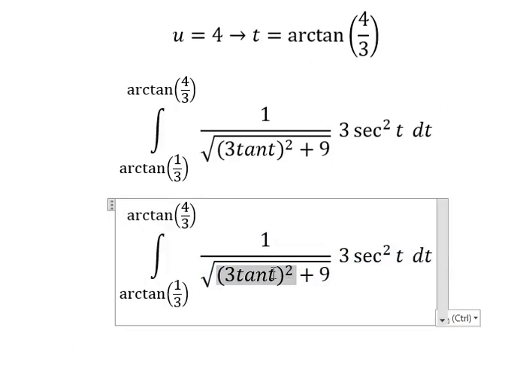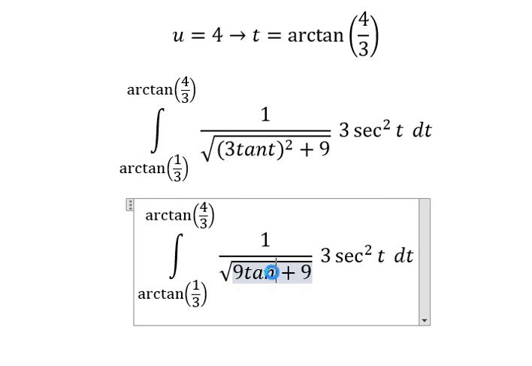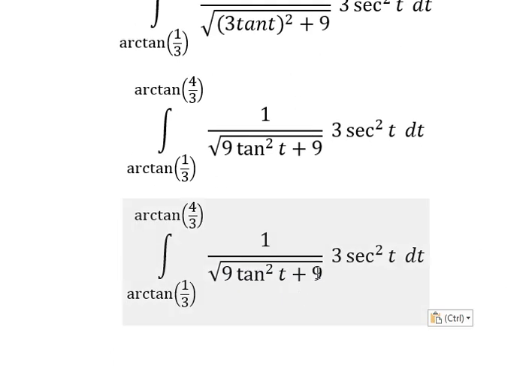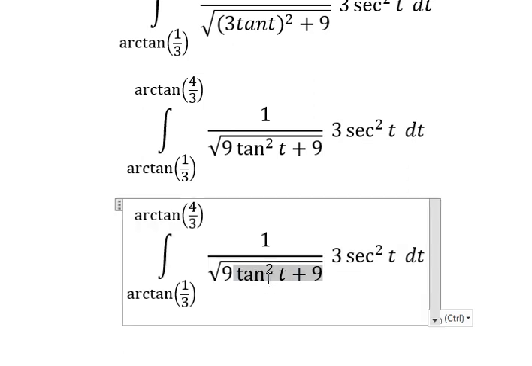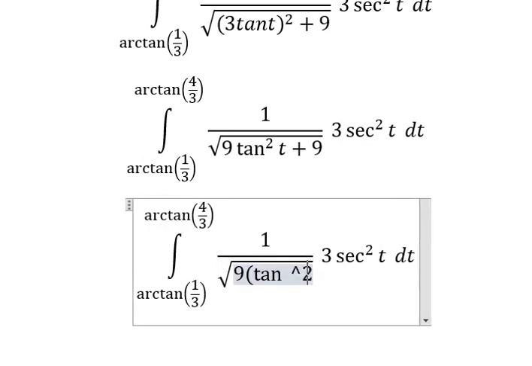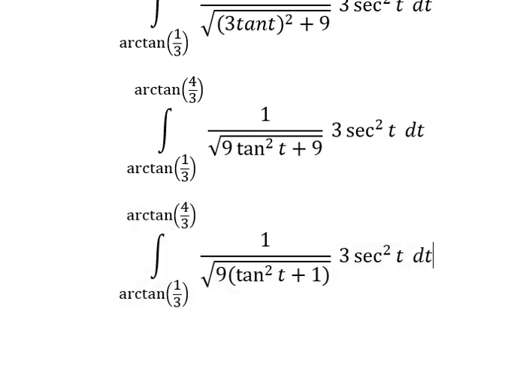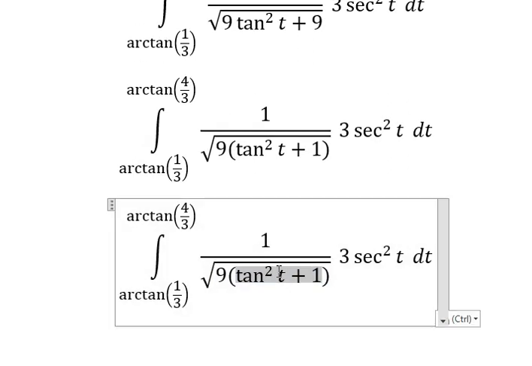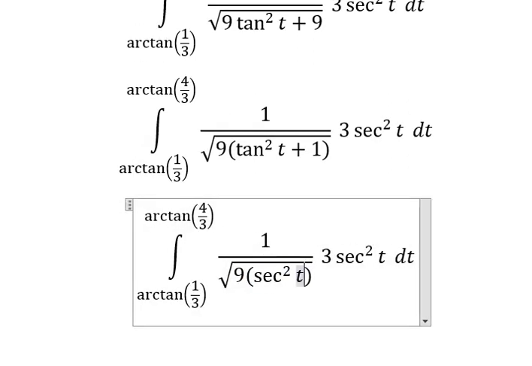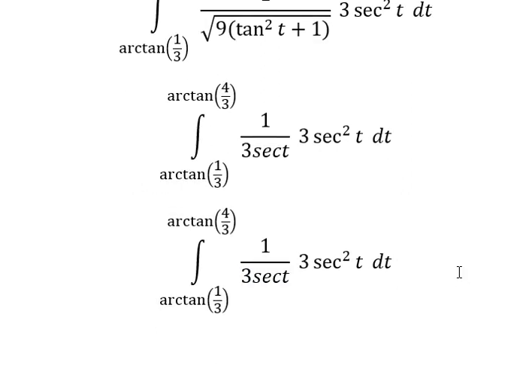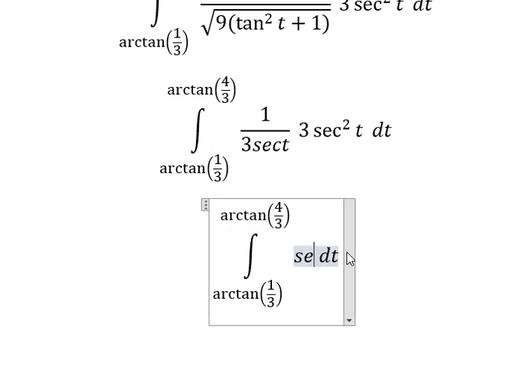This one we have 9 times tan squared t. 9 and 9 we can do factorization. This one we change to secant squared t. This one, that is 3 secant t. Now we simplify and we have secant t.